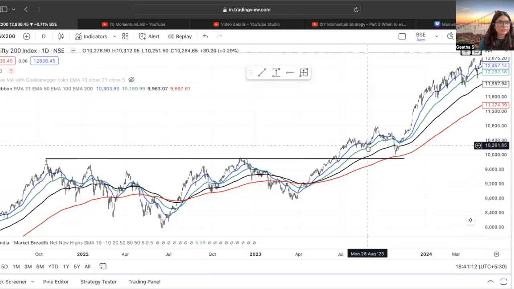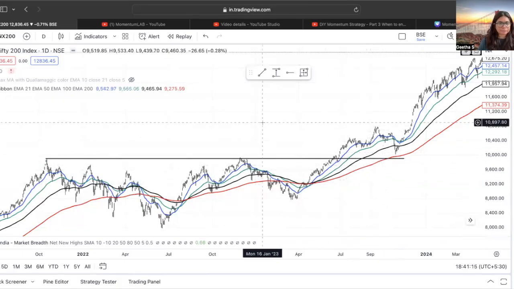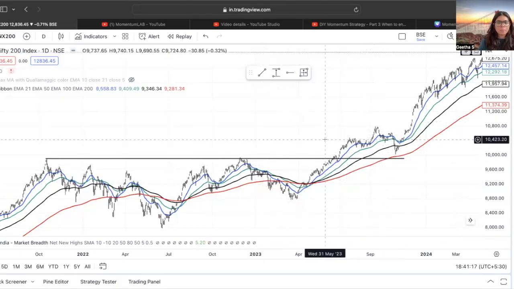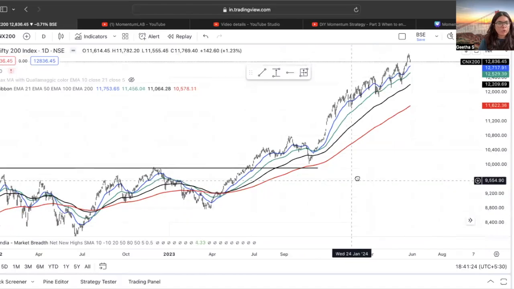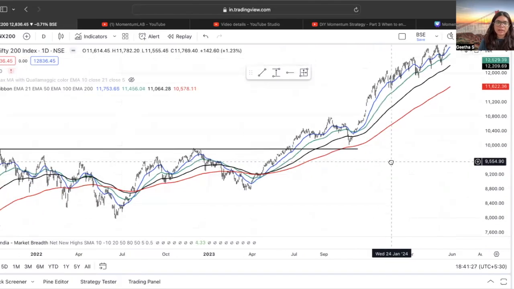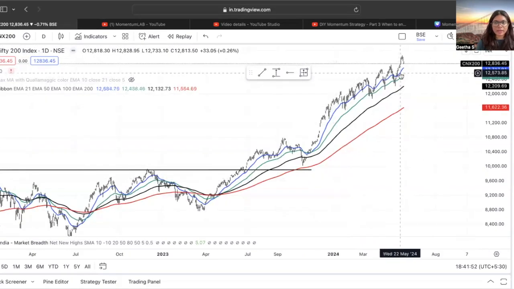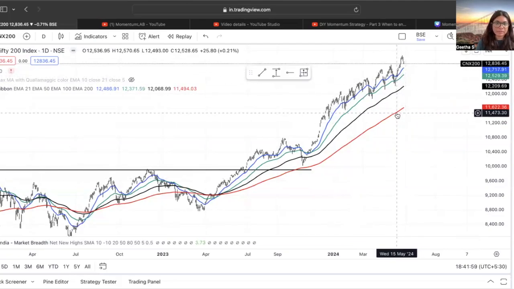Here again, we are with the Nifty 200 index chart. What I have added here is 21-day, 50-day, 100-day and 200-day EMAs, exponential moving averages. But we'll only be considering the 21-day, 50-day and 200-day EMAs. The 21-day moving average is represented by the blue line, the 50-day moving average by the green line, and the 200-day moving average by the red line.